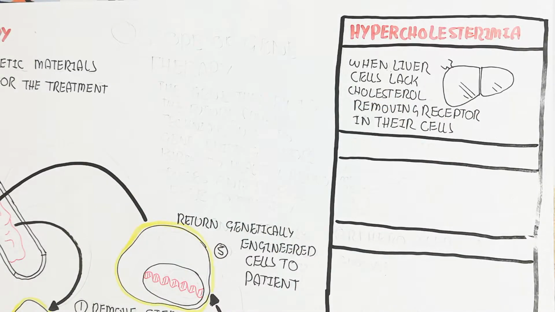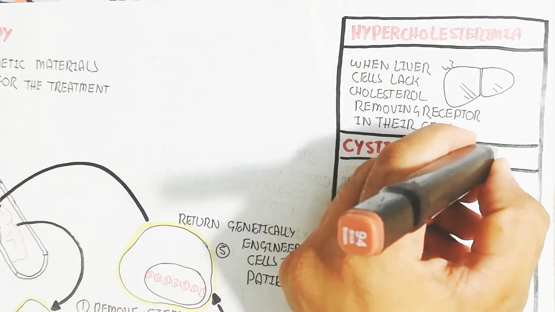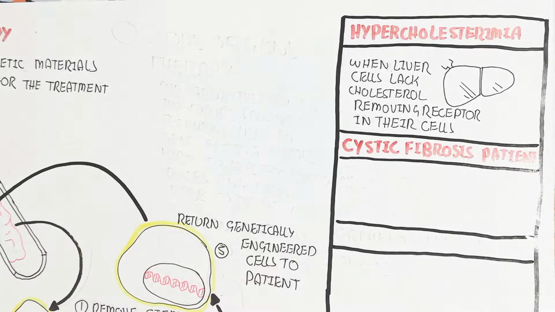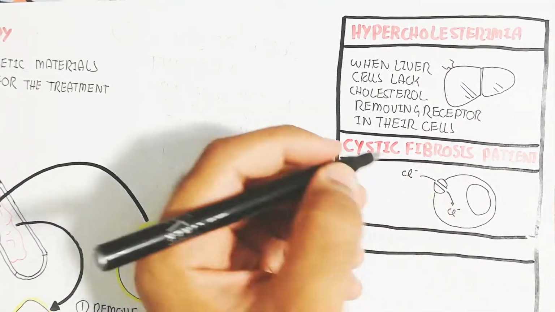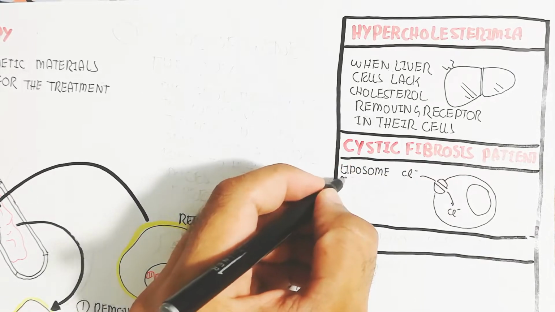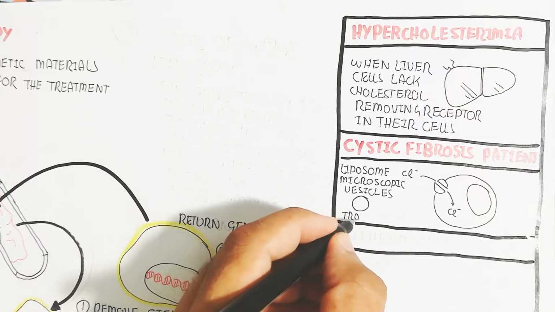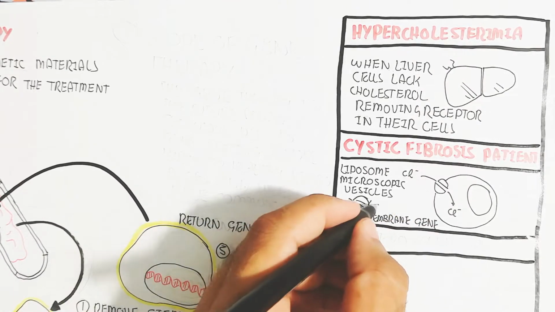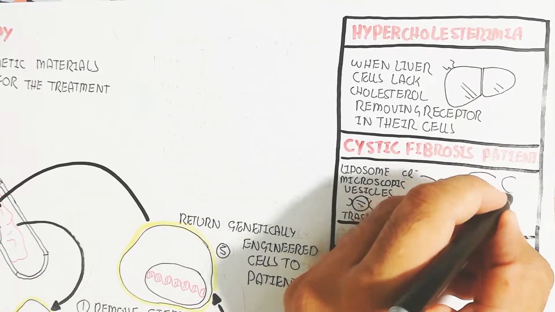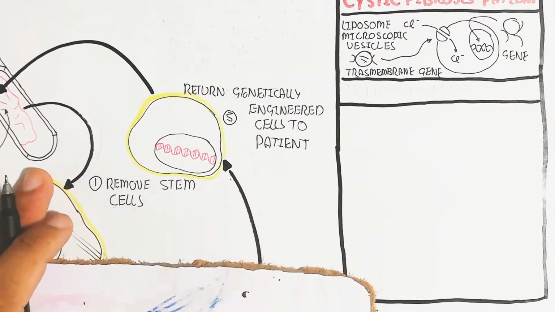While for the cystic fibrosis patient, a liposome, a microscopic vesicle containing the transmembrane gene, will be introduced, because the chloride ion cannot move and cannot be regulated in the cystic fibrosis patient. In this way, the gene for the chloride ion transporter protein will be introduced.